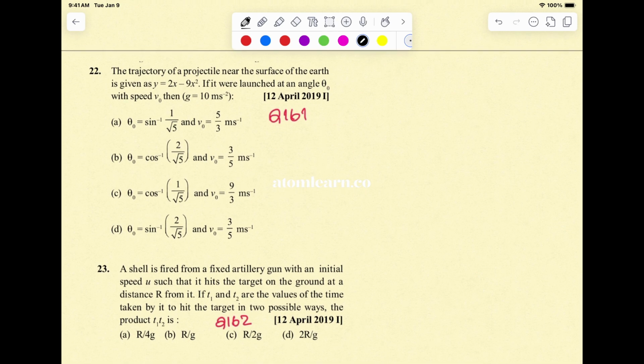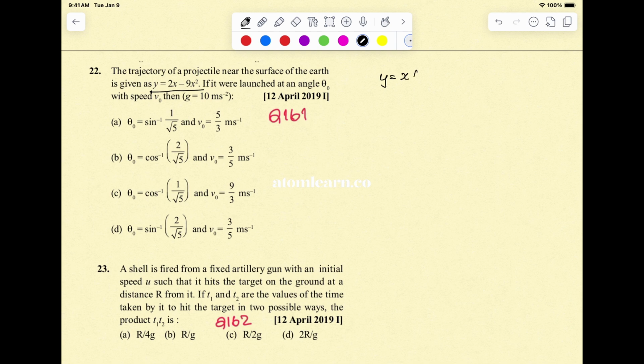The trajectory of a projectile near the surface of Earth is given as y equal to 2x minus 9x squared. If it were launched at an angle theta and with speed v0, then what is it? Now, this is the equation of the trajectory of the ground to ground projectile. We just compare with the equation which we know.